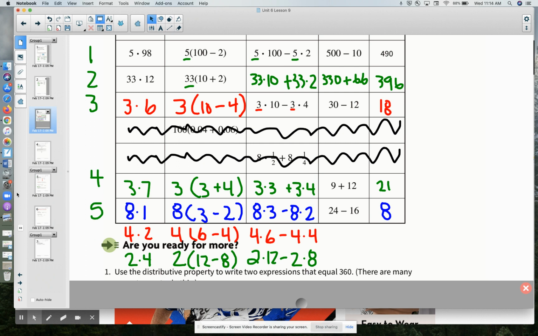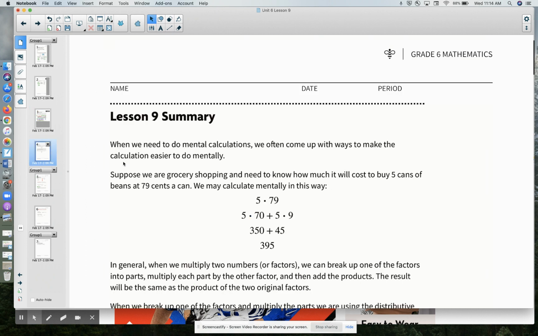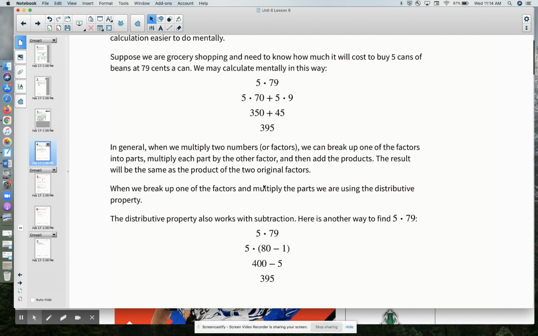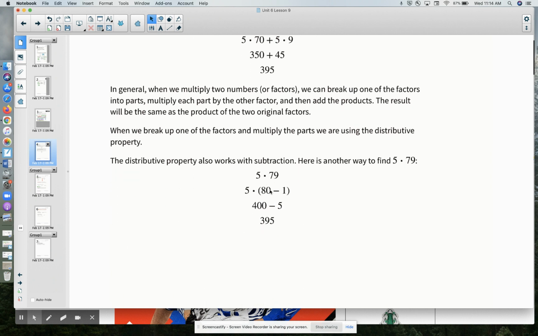Okay? All right, and then read the lesson summary. So we can do 5 times 79, and then we can change it to 5 times 70, and then 5 times 9. Okay? And then here, instead of 5 times 79, we can do 5 times (80 minus 1). So just make it easier to do mentally, in our head. All right? So you can read that.